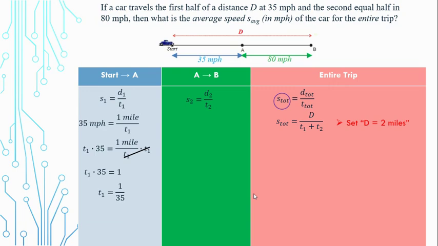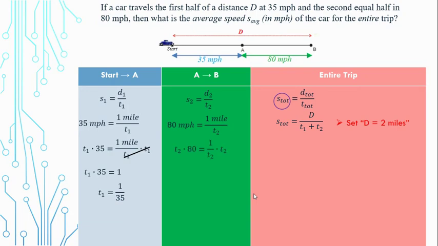And you can reduce this down to a decimal at this point if you want. But in my work, I'm just going to keep it as a fraction in case you need to practice finding a common denominator. Okay. In the second column, I've done the same. I carry down the speed, which is 80. The distance is 1 mile because it's the other half of 2.